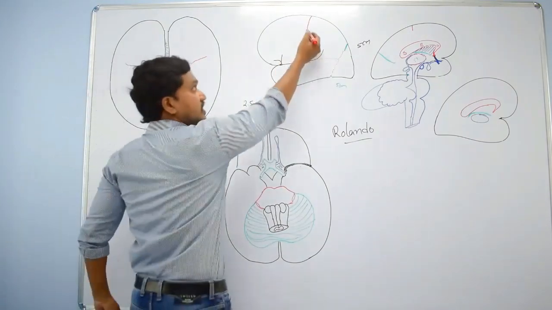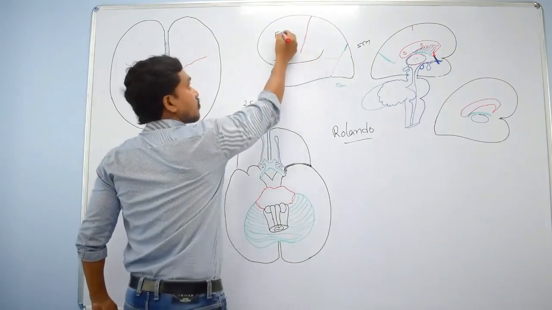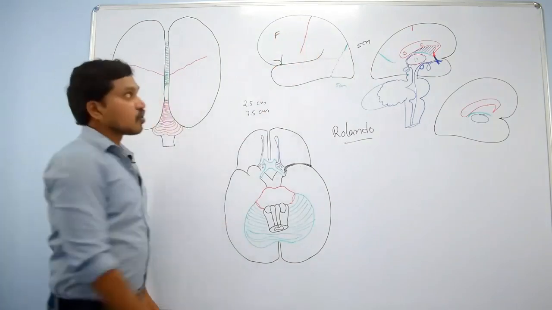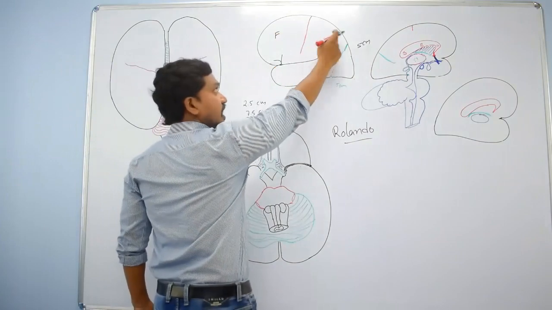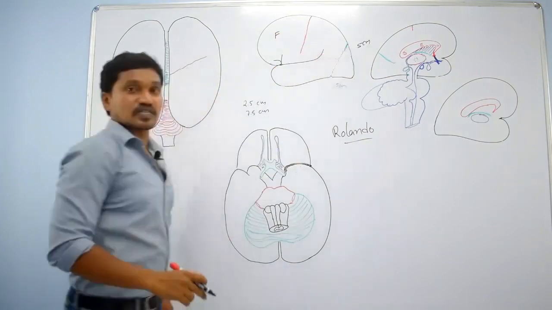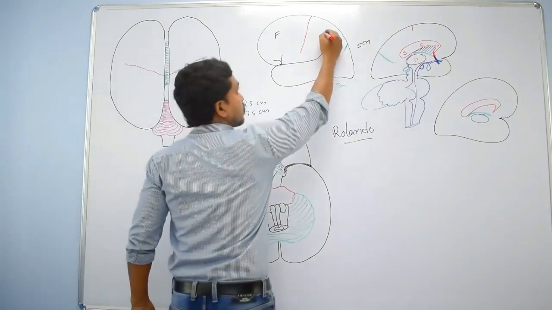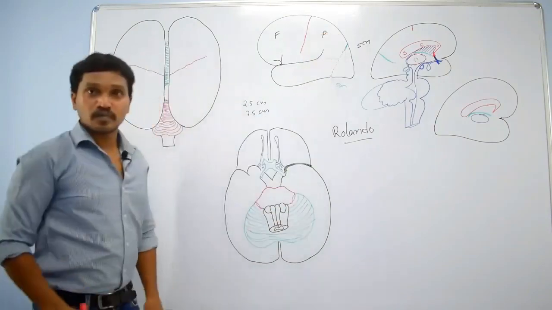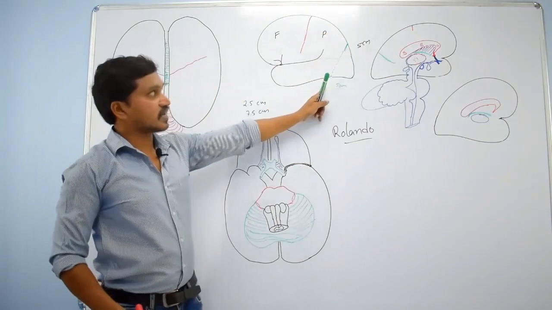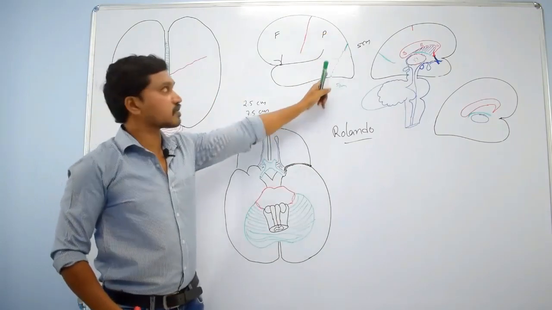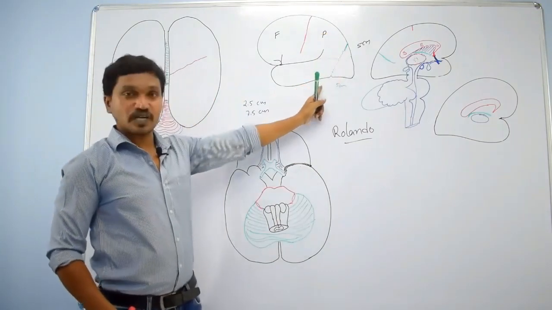Anterior to the central sulcus, frontal lobe. Posterior to the central sulcus and in front of the parieto-occipital sulcus and first imaginary line, parietal lobe. Behind this imaginary line, that imaginary line present in between the parieto-occipital sulcus and pre-occipital notch.